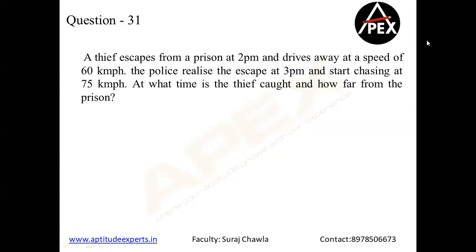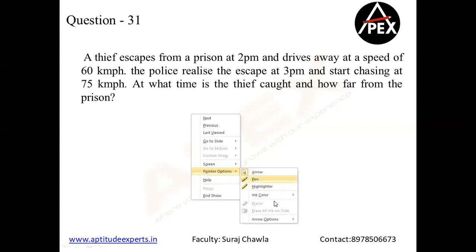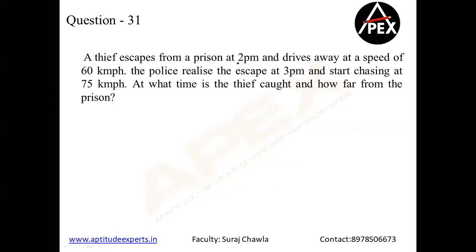I repeat once again, guys. Relative distance is nothing but the distance separating both the bodies at the same time frame. Now the thief starts at 2 o'clock and the police realizes the escape at 3 o'clock. So focus on the person who is starting later. So let me see what is the position of both of them at 3 o'clock. For others who have not understood, I repeat, they are not starting together. Focus on the person who is starting late.